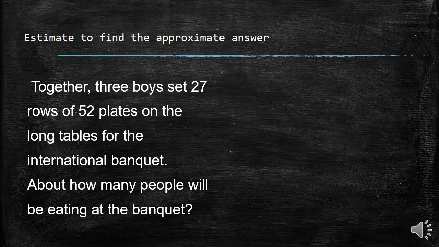Number 15 on your page is a word problem. It says, together, 3 boys set 27 rows of 52 plates on the long tables for the international banquet. About how many people will be eating at the banquet? Well, we can multiply that out because we have 27 rows, 52 in each row. So that would be a multiplication problem, 27 times 52. And we want to know the total number, so that's another clue that it's a multiplication problem.